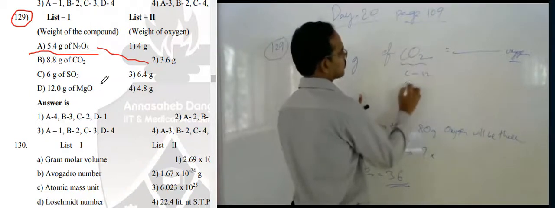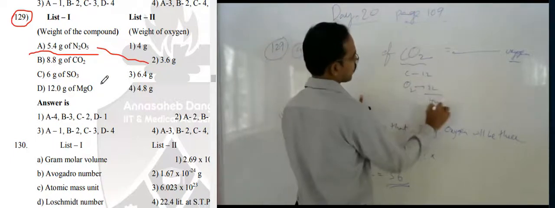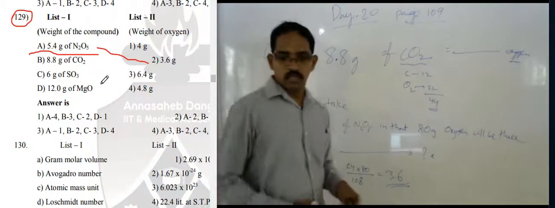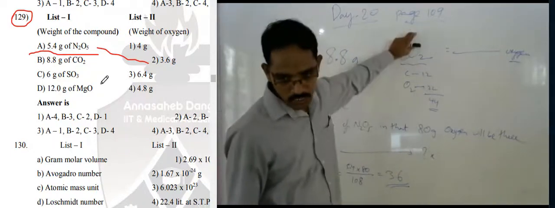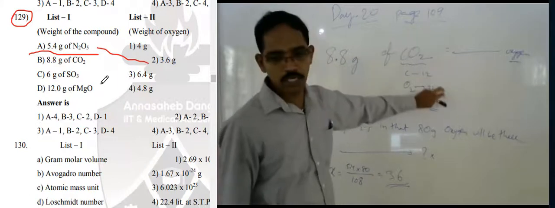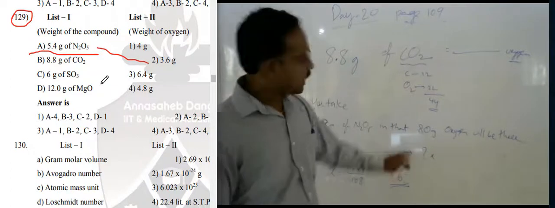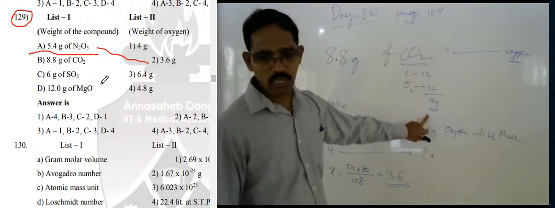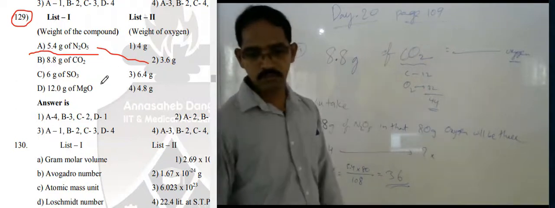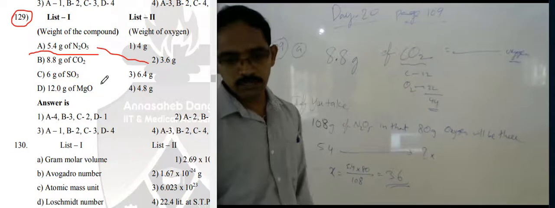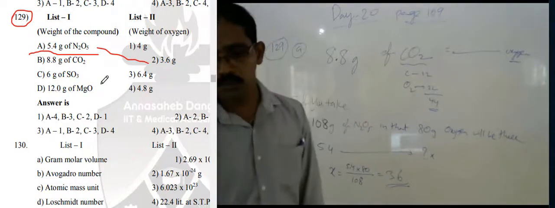Carbon is 12 grams. Oxygen is how much? 32. Total 44. That means if you take 44 grams of carbon dioxide, in that 32 gram of oxygen will be there. Right? Now I am taking 8.8 grams. Cross multiplication. Do it and tell me.